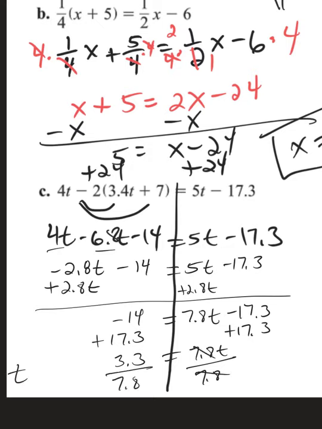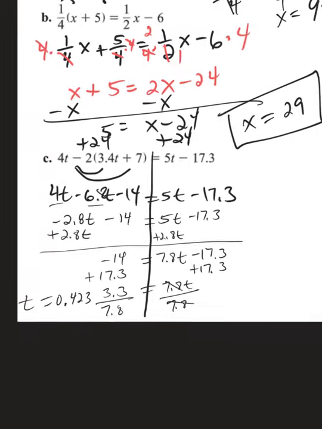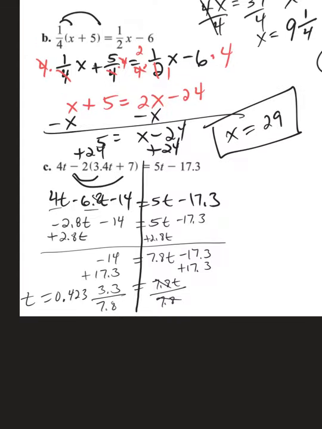Put this in my calculator and see if it gives me anything pretty. Probably won't, but that's okay. 3.3 divided by 7.8 is going to give me 0.423, and I rounded it to 3 spots. So that's going to be my answer for C.